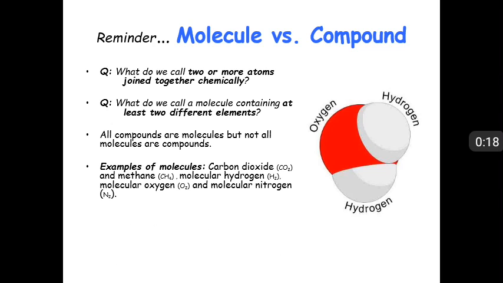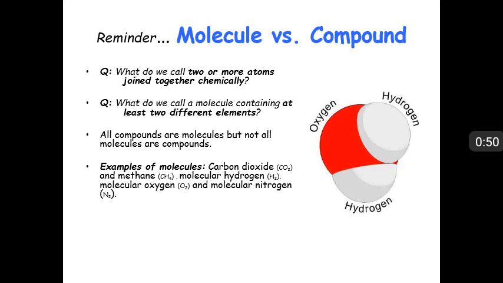Okay, we'll study about molecules and compounds. What do we call two or more atoms joined together chemically? And what do we call a molecule containing at least two different elements? All compounds are molecules, but not all molecules are compounds. Why? Okay, let us explain. Because examples of molecules, here it is wrongly written, CO2 and methane are not molecules.